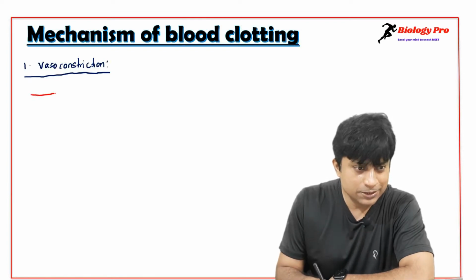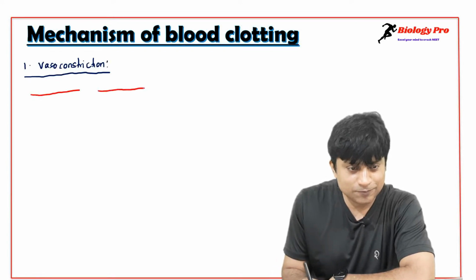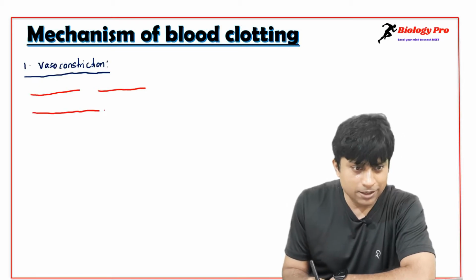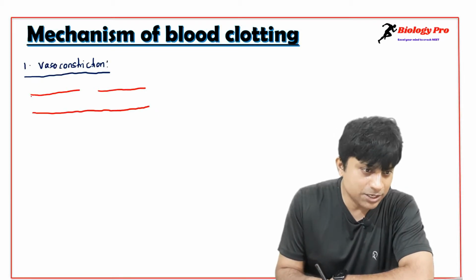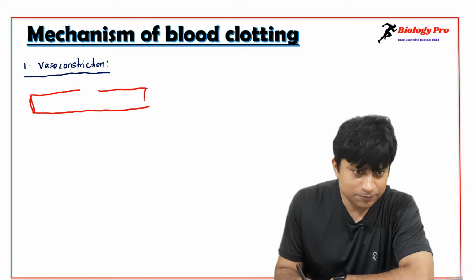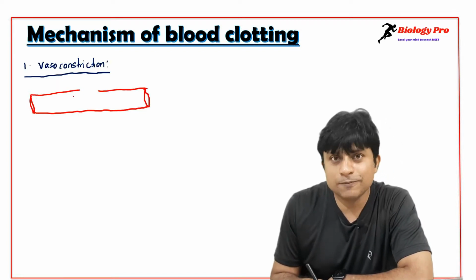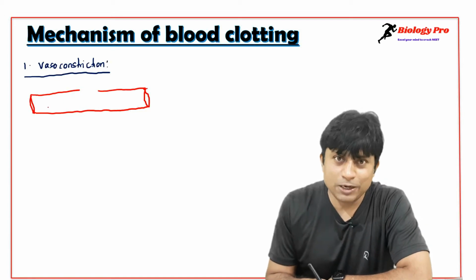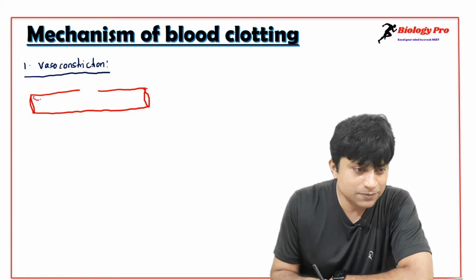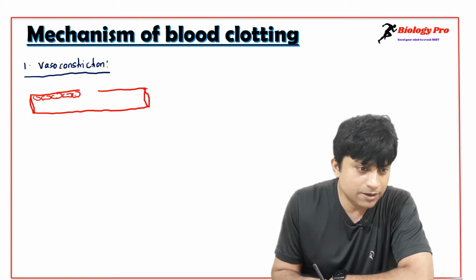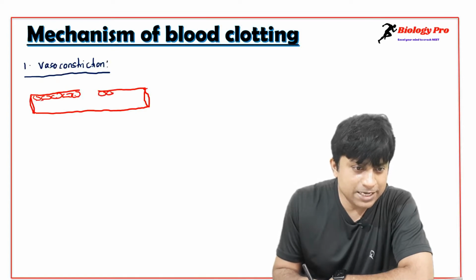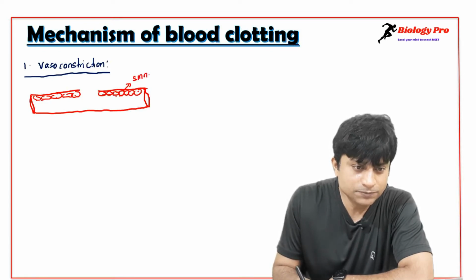Fine, this is the blood vessel. When a blood vessel is ruptured, this is the ruptured part of the blood vessel, and in the wall of the blood vessel there are smooth muscles. Blood vessel has 3 different layers. One of the layers, called tunica media, has all these smooth muscles. All the smooth muscles are present here.